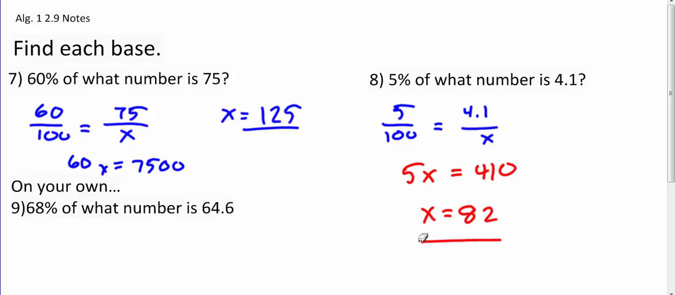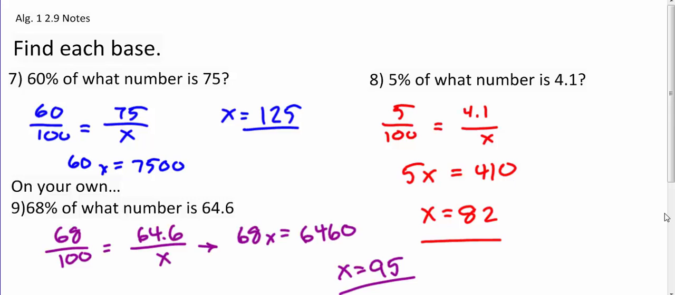One interesting thing, if you wanted to check an answer on a question like this, a pretty simple way to do it, 82 times 0.05, see what you get. If you get 4.1, you know you've done it right. All right, again, go ahead and pause this video, and let's do number 9 on our own.